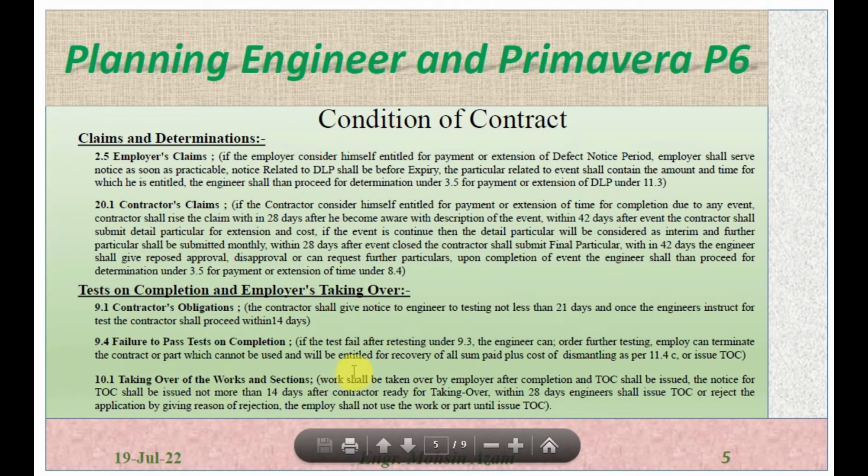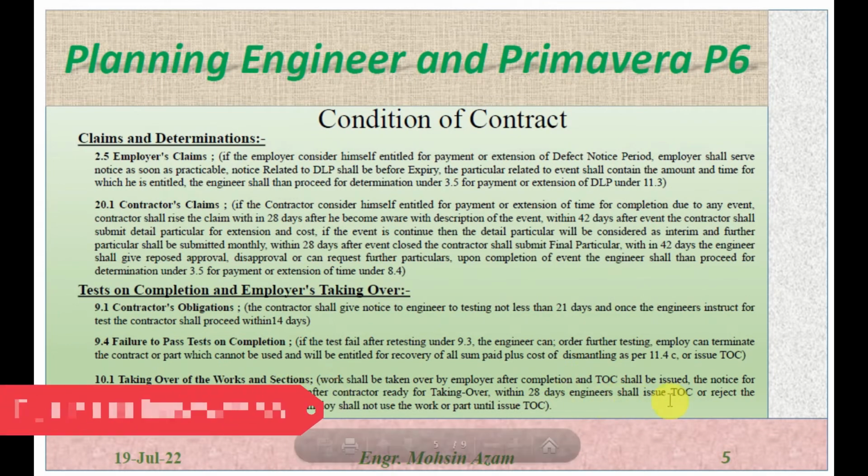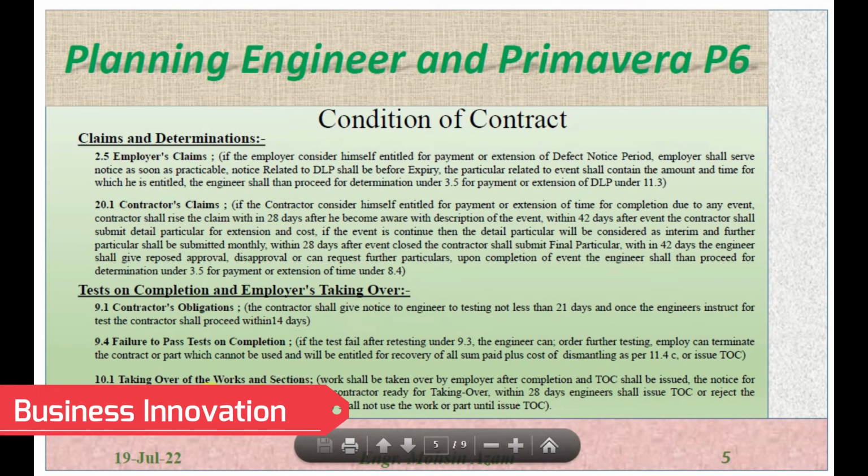Taking over certificate for the work or the section. The work shall be taken over by the employer after completion, and the TOC shall be issued. The notice for the TOC shall be issued not more than 14 days before the contractor is ready for taking over. So once the contractor considers himself ready for the taking over, he should submit the notice to the engineer for the taking over certificate. Within 28 days, the engineer shall issue the TOC or reject the application, giving reasons for rejection. The employer shall not use the work or the part until the TOC is issued.